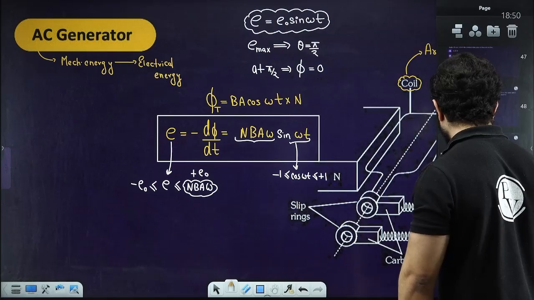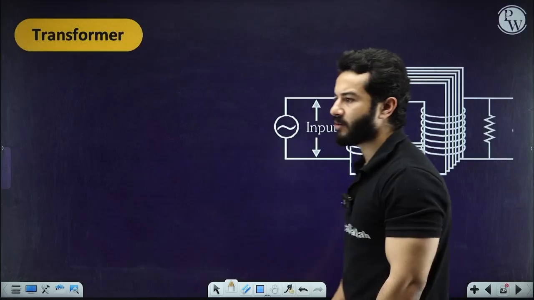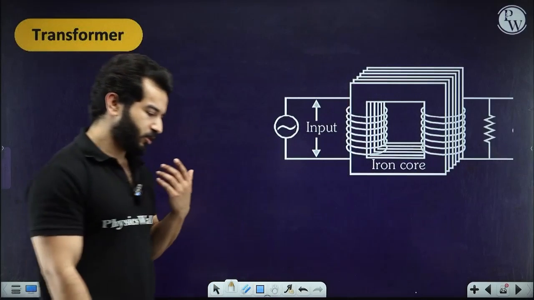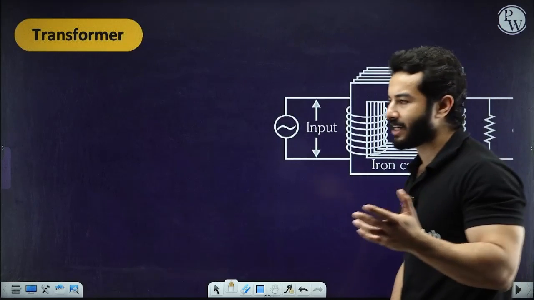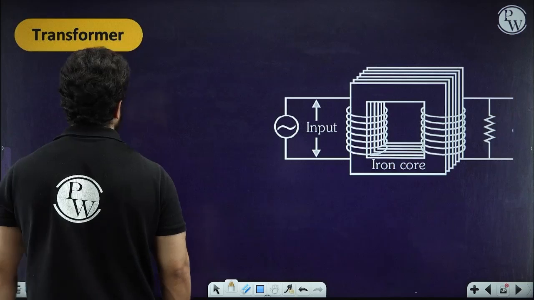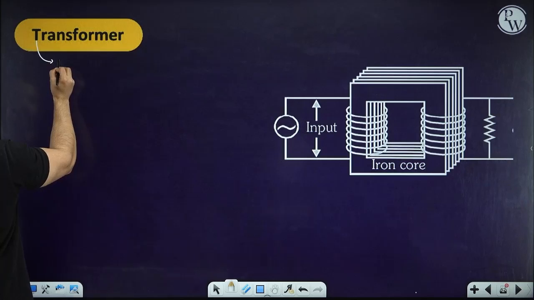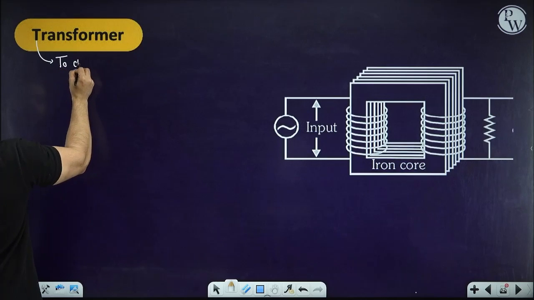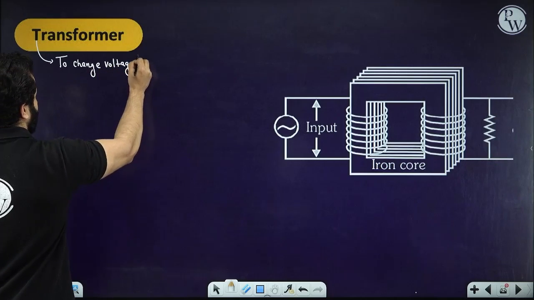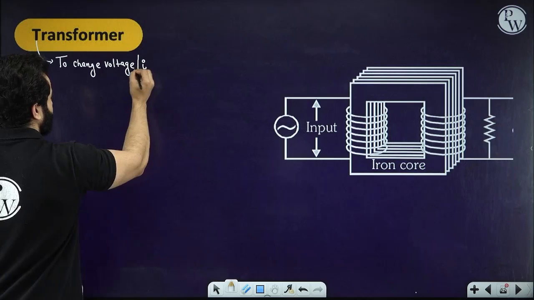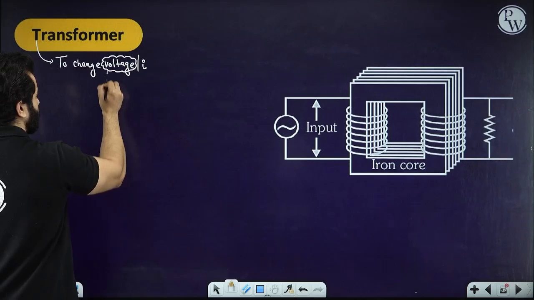Before moving on, let's also cover the transformer. Not a very difficult topic. Sometimes we study the transformer in alternating current also, but we are covering it in electromagnetic induction. See, why are transformers used? Transformers are used to change voltage. If you change voltage, it will automatically change current, but generally we say that we change voltage, and it is changed in two types.